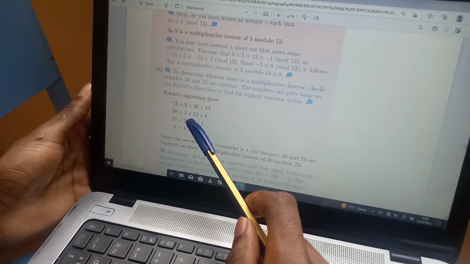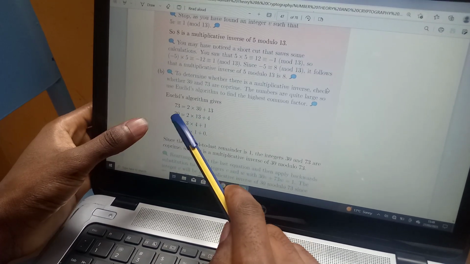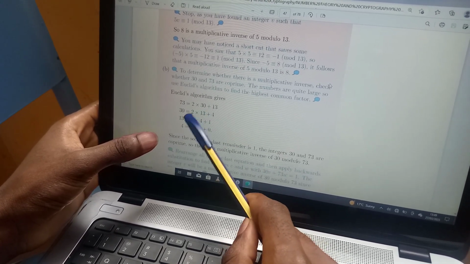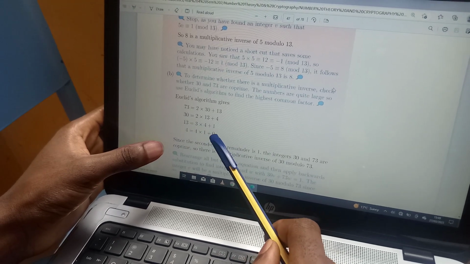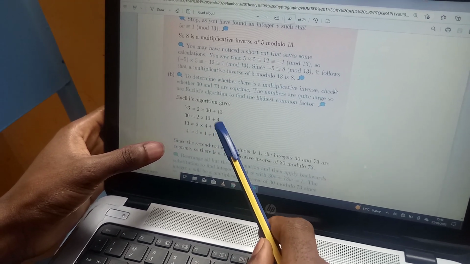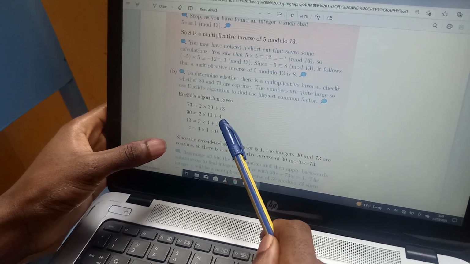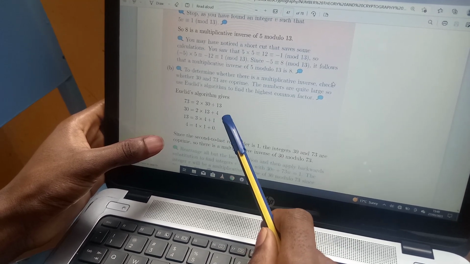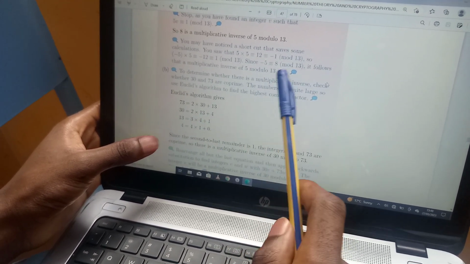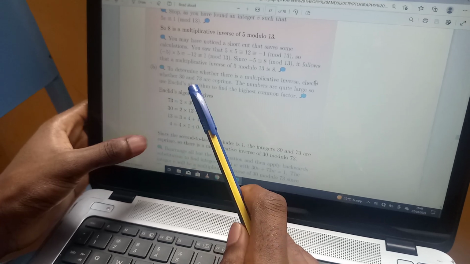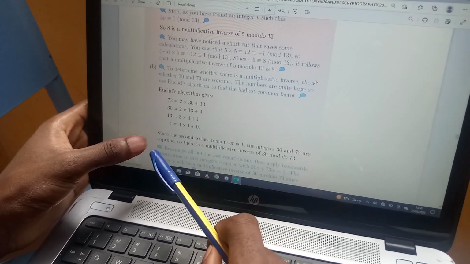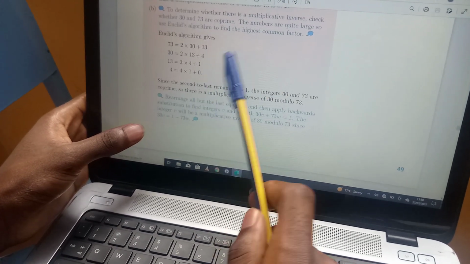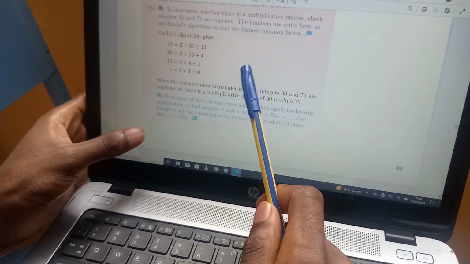You have to repeat the equation by bringing 30 on the left side and 13 on this position. You repeat the steps until you find the remainder is 0. The last remainder in the second last equation is the HCF of those A and n. If the remainder is 1, then A and n are coprime, meaning they have a multiplicative inverse modulo n. But if the remainder is not 1, then there is no multiplicative inverse modulo n. So in this equation, the remainder is 1, so you can proceed to find the multiplicative inverse modulo n.